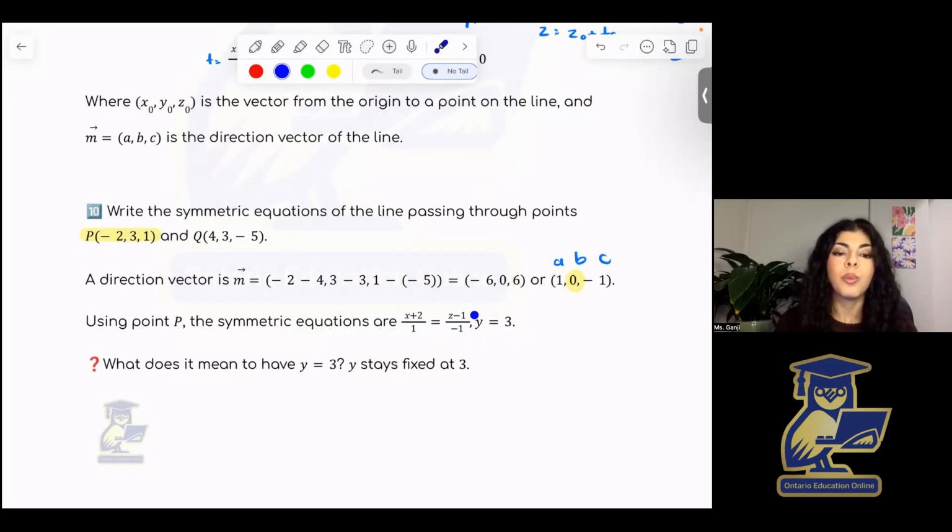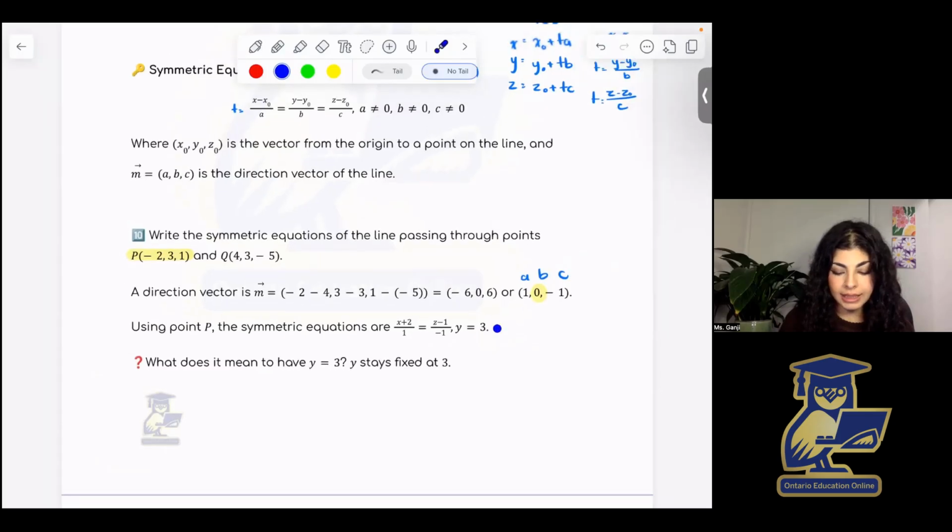And what does it mean for y to be equal to 3 here? So consider that y is 3 here, and y is 3 here as well. So what this means for us is y stays fixed at 3. That means the parameter t does not actually impact the y component. So in our direction vector, we saw it show as 0, and now in the symmetric equation, we just have y is equal to 3, and we're not dividing by any component here, especially because b is 0. And again, this just means that any point on this line will have a y value of 3. And that's what y stays fixed means there for us.